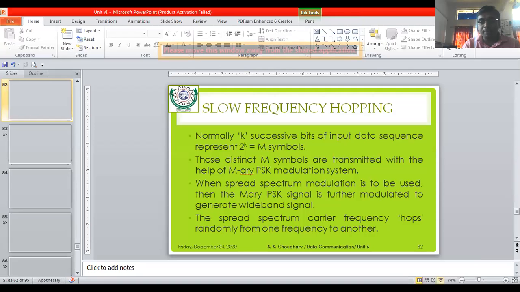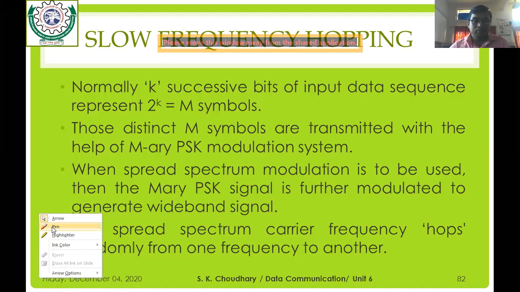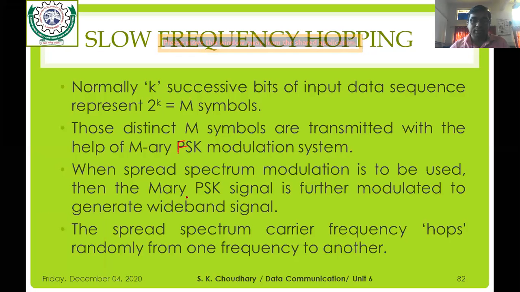Normally, k successive bits of the input data sequence represent 2 raised to the power k, means M symbols, and those distinct M symbols are transmitted with the help of MFSK. Actually, it is not PSK, it is MFSK signal. Okay, so the MFSK modulation system is used. So the spread spectrum carrier frequency hops randomly from one frequency to another.